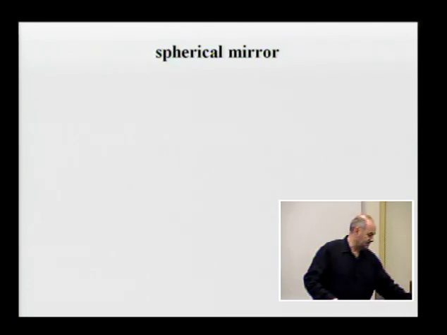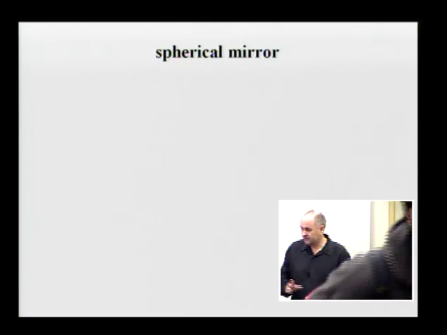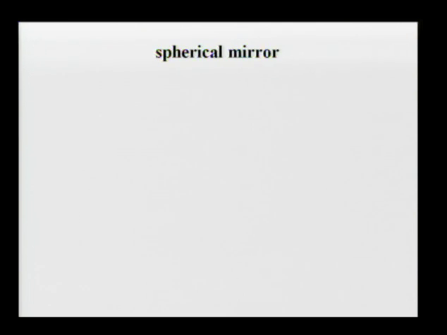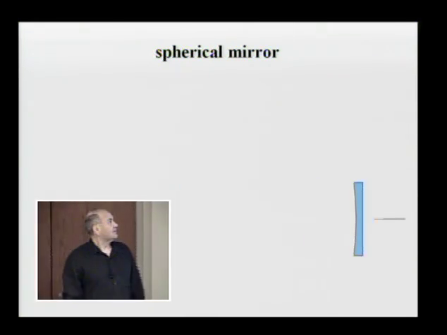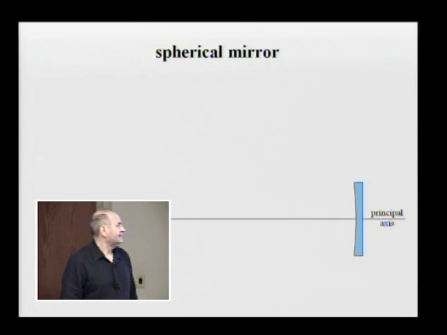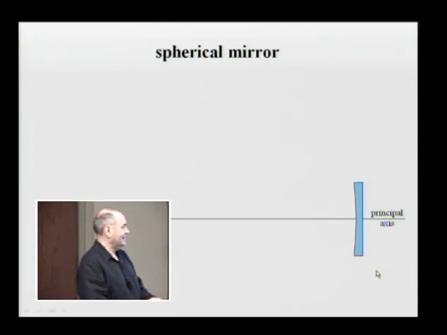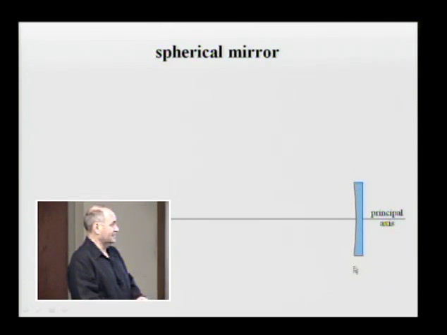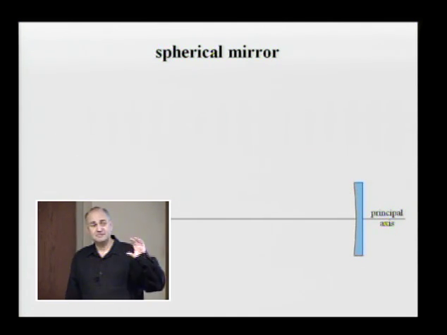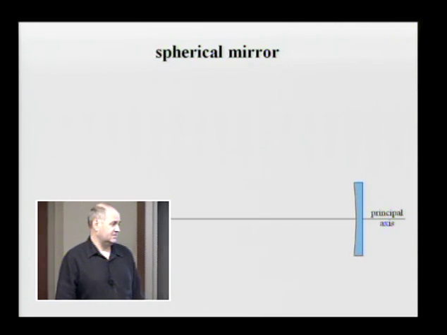Today I wanted to talk about how images are made by spherical mirrors and by lenses. Let's start with a spherical mirror. A spherical mirror is a surface which is part of a sphere, and it's a relatively small part of a sphere.